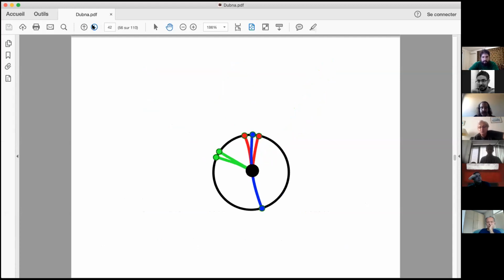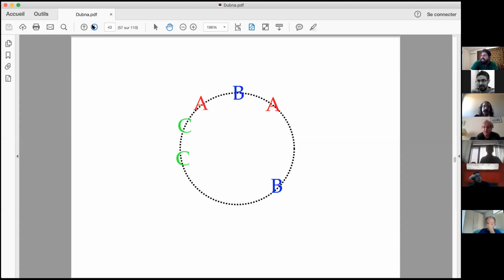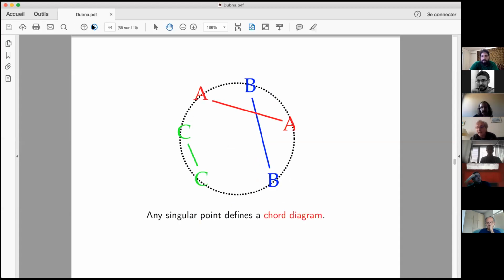You see on a circle, you are seeing an even number of points. Here you have 2 red points, 2 blue points, and 2 green points. And these points are connected 2 by 2 colors. And so you get something like that. You get a combinatorial picture telling you about the local nature of the curve in the neighborhood of the origin. And this, we call that a chord diagram. So in the same way that a family of polynomials defined a permutation, in exactly the same way, an algebraic curve in the neighborhood of the origin defines a chord diagram.